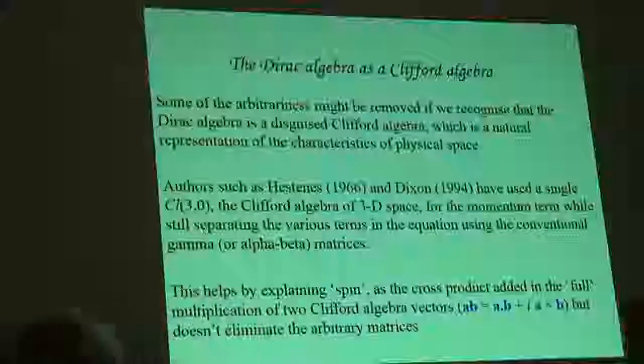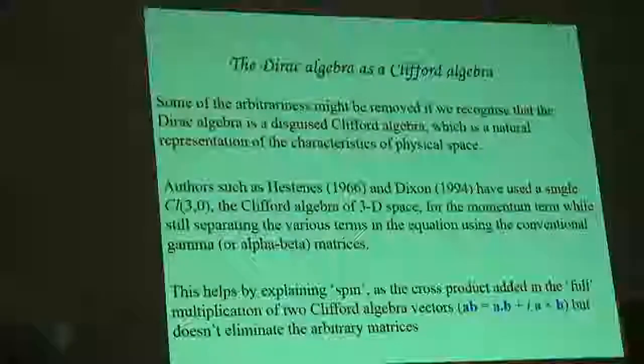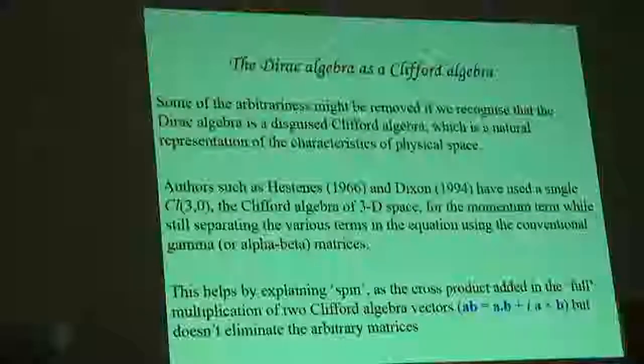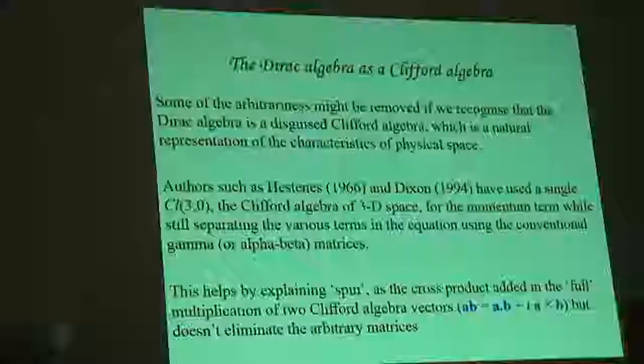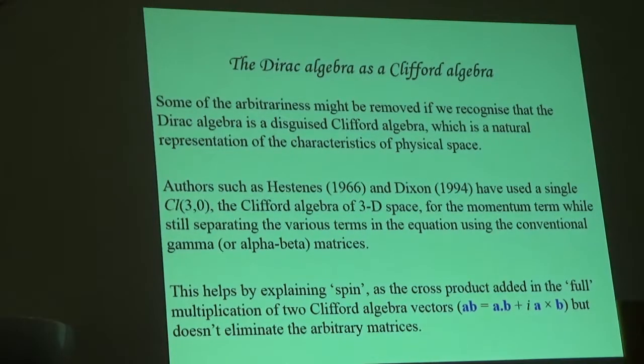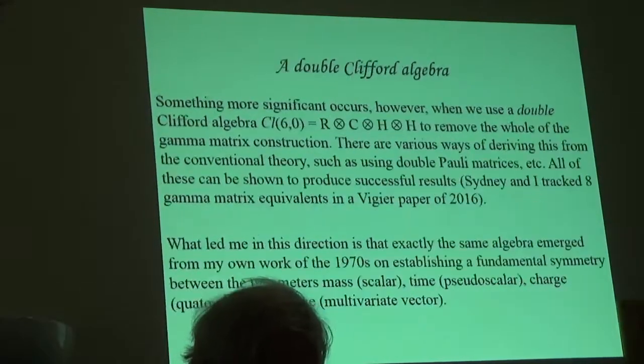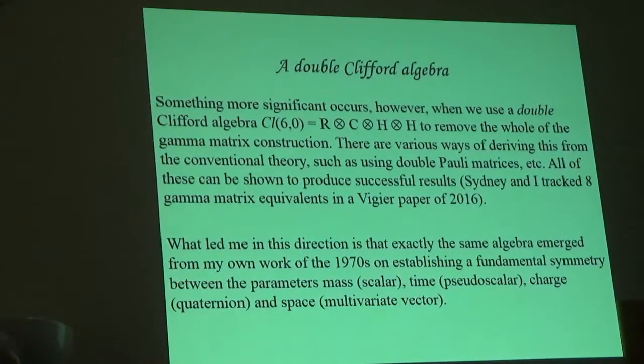But what I don't like about Hestenes's work is that even though he introduces this, which is great, and he does great things with it, he still sticks with gammas or alphas and betas, which were the precursors of gammas. And I don't think that that's necessary at all. And I think you get a much more significant development when you use a double Clifford algebra.